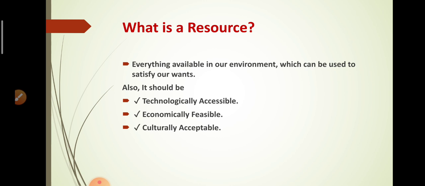We will start with the definition of a resource. A resource is anything and everything available in our environment which can be used to satisfy our needs. At the same time, it should also fulfill three particular characteristics. The first point is that it should be technologically accessible, which means that, for example, coal can be called a resource only when we have the appropriate technology to extract it from beneath the earth.